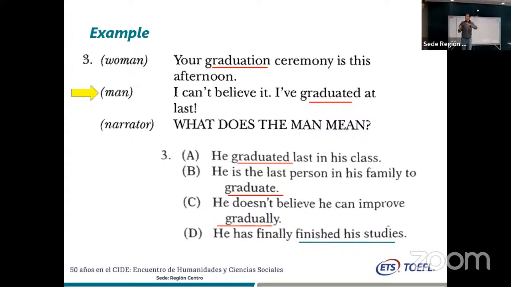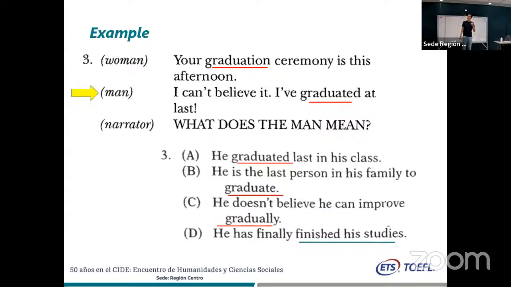The woman says, "Your graduation ceremony is this afternoon." And the man says, "I can't believe it. I've graduated at last." This is the feeling of CIDE students also when they've graduated after some years of study. And what does the man mean? So again, they are asking about the man, so this is the important bit. The man: "I can't believe it, I've graduated at last." If I only listen to this bit, I can understand what the right answer is.